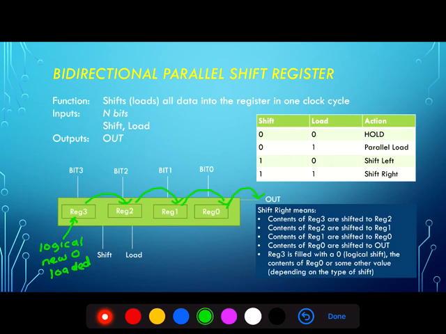So this bidirectional parallel shift register can shift information in both directions. It can do a parallel load or a serial load and can do a variety of different things in controlling the output. It's a highly multifunctional shift register.